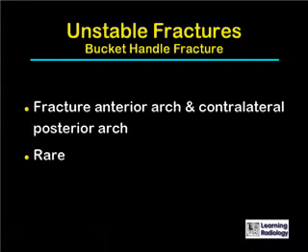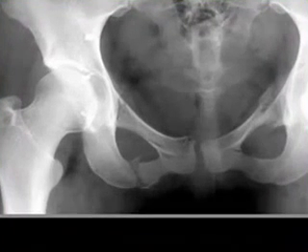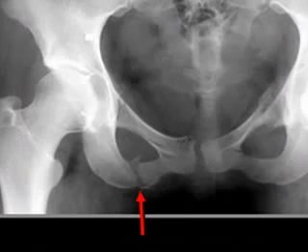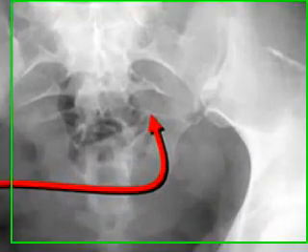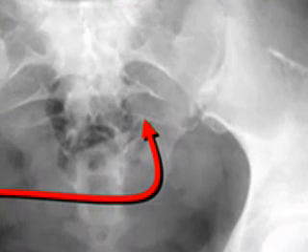A bucket handle fracture is rare. It is a fracture of the anterior arch and the contralateral posterior arch. This is an example in which we see a fracture of the ischium on the right, a fracture of the pubic bone on the right, and we can also see disruption of the sacral lines on the left, which indicates a fracture through the sacrum.